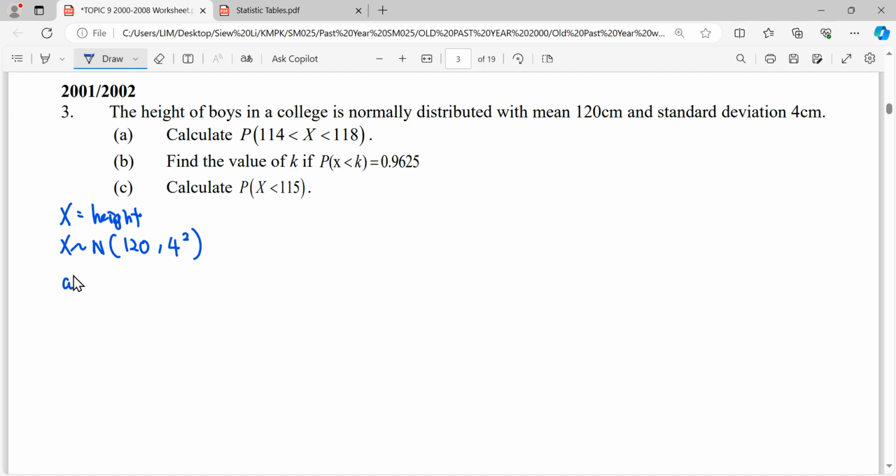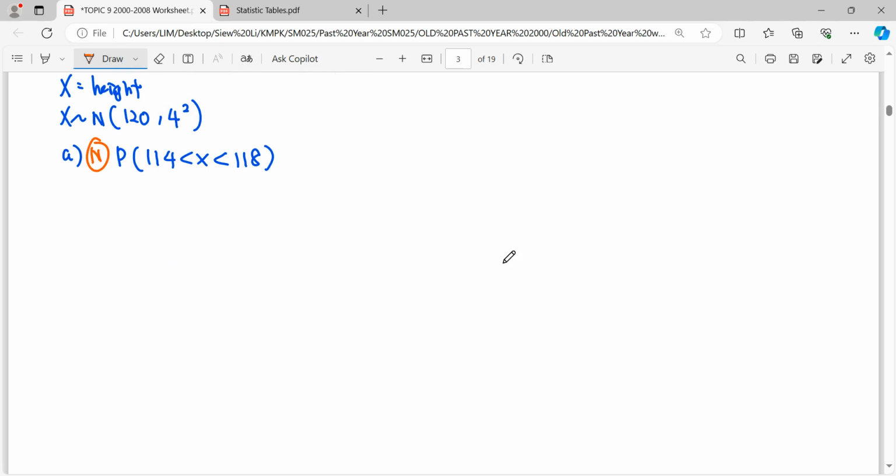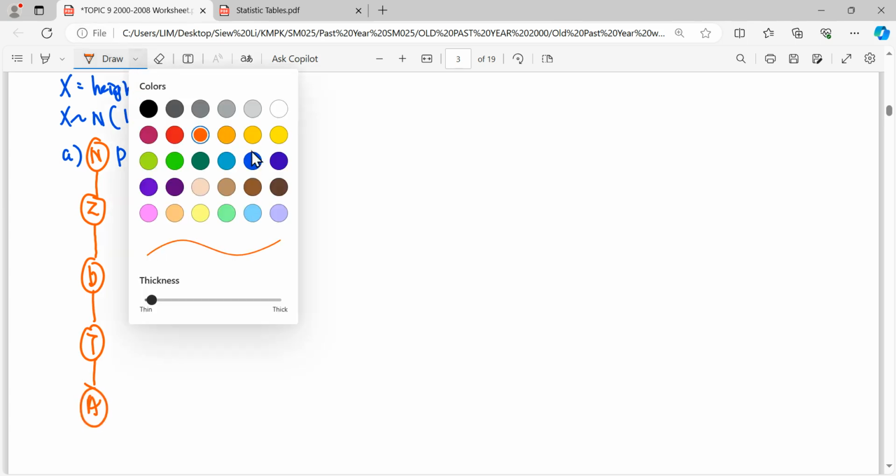Then for the first question A, we're going to find the probability 114 less than x less than 118. So look at the x. X is originally normally distributed, which means this question is asking you about normal distribution, and the flow in answering normal distribution is to change it to standard form, z-score, standard normal. Then we draw the standard normal graph, then only we can refer to the table to find out the area, meaning the answer for the probability.